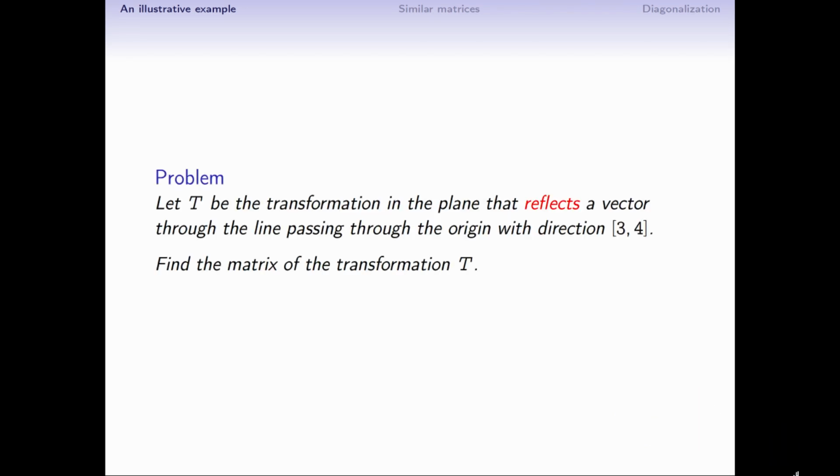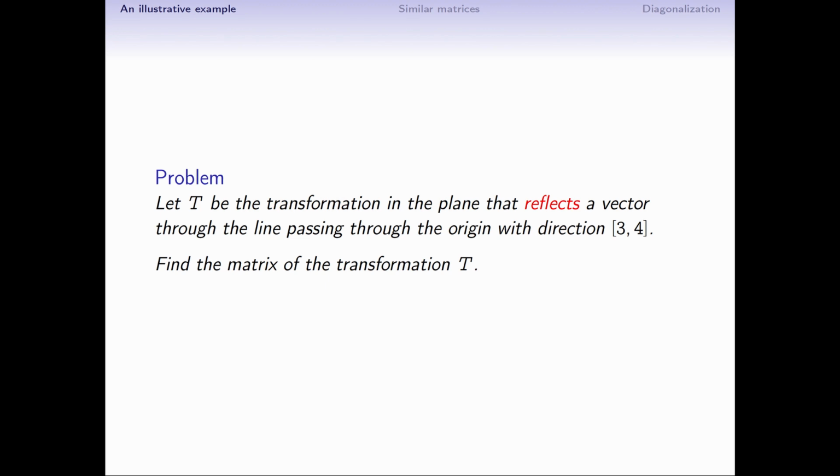Now let's begin by working this problem together. Let T be the transformation in the plane that reflects a vector through the line passing through the origin with direction 3, 4. Let's find the matrix of the transformation T. Now we encountered problems exactly like this back in section 3.6 when we first introduced transformations of the plane. Now back then in chapter 3.6, we would have done the following.